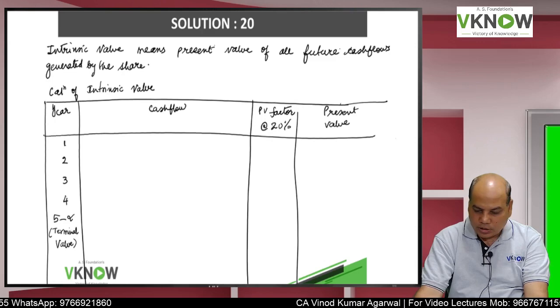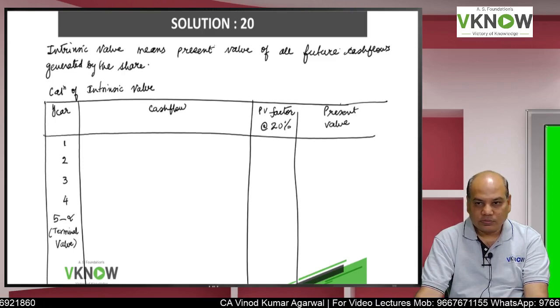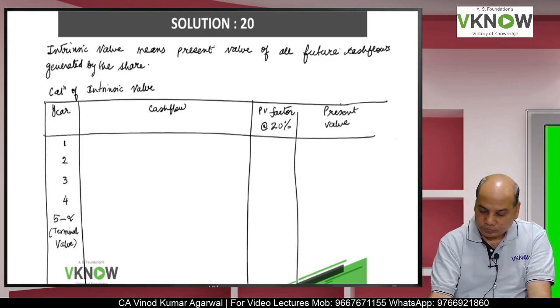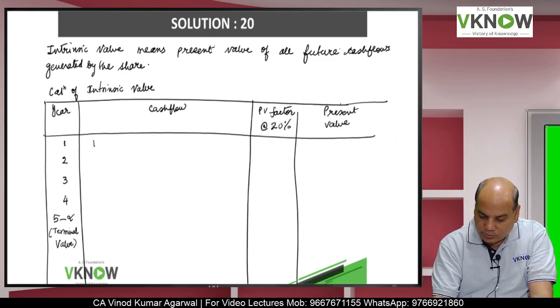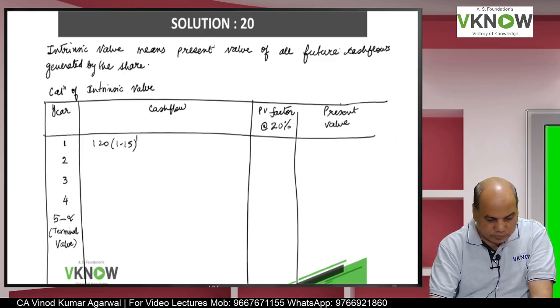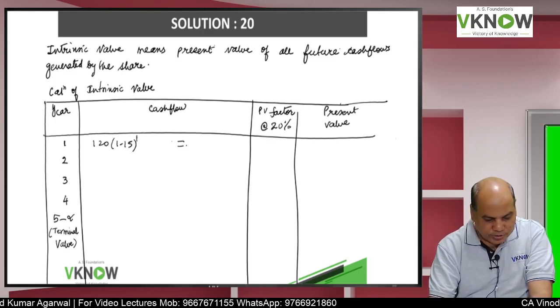So what is the dividend you will write in year 1? Last year dividend paid was 120. But for the first 4 years the growth rate in dividend is 15% per annum. So you will write here 120 into 1.15 to the power 1, or just into 1.15. So how much are you getting? 138.